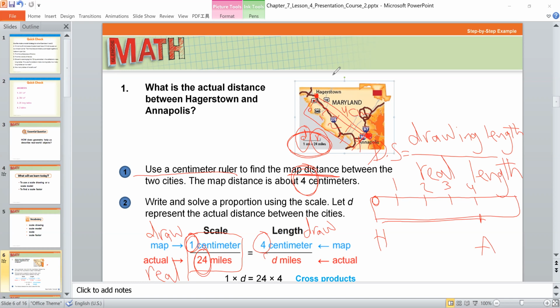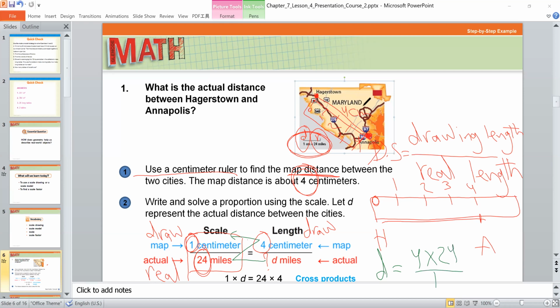I need now to find the actual distance between the two cities. What will we make? Look with me, multiply here. 4 multiplied by 24, we will make the Z letter. Do you remember the Z letter? We will make the Z letter this way. So D is equal what? D is equal 4 times 24 over 1.